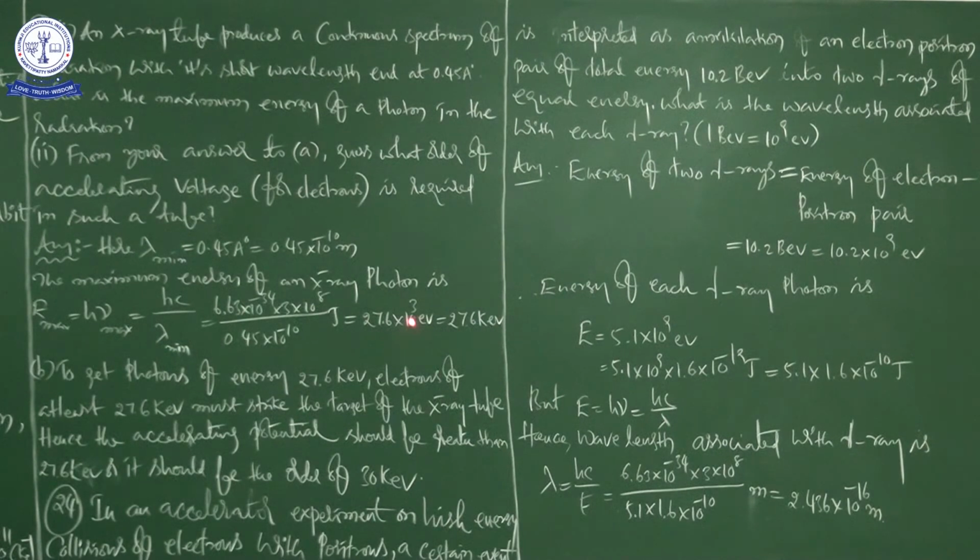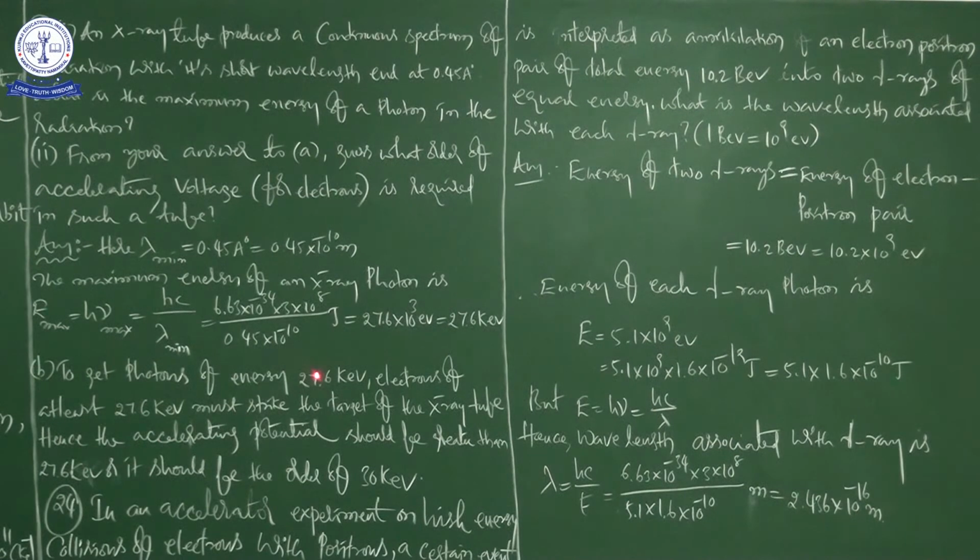Because 10 power 3 means kilo, no? You can replace this 10 power 3 with K. So 27.6 kilo electron volts, okay, right? So we calculated the maximum energy of a photon in the radiation, that is, we got 27.6 kilo electron volts. Next, B, see here.